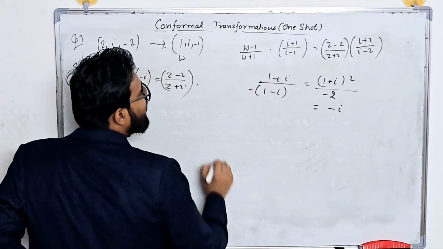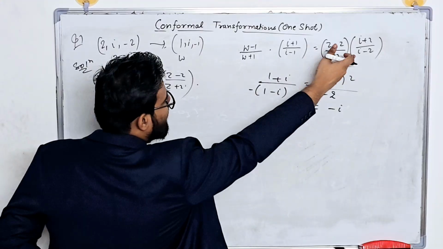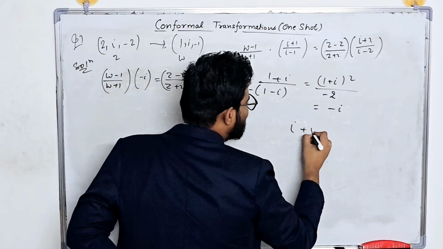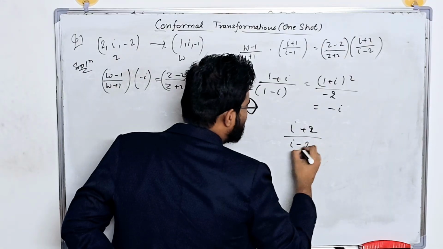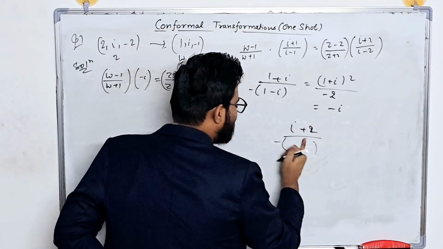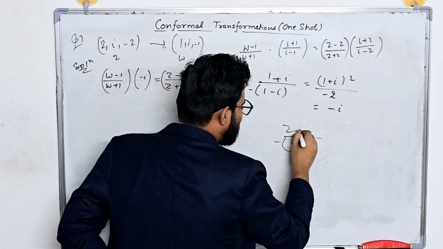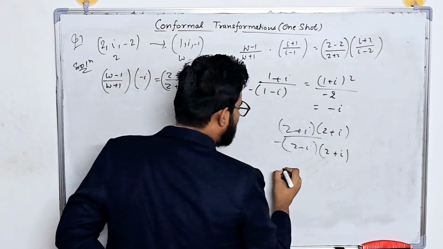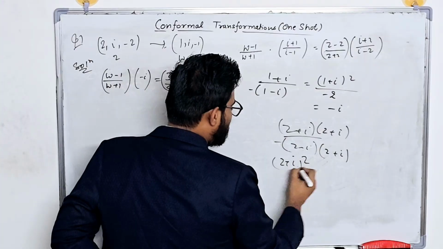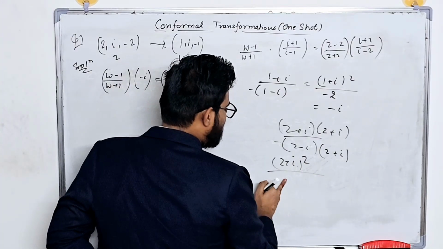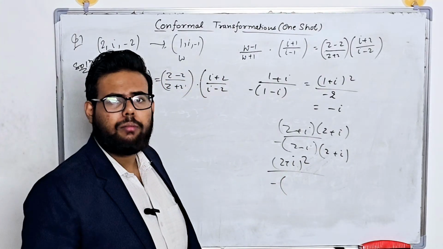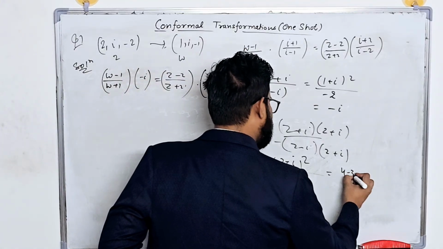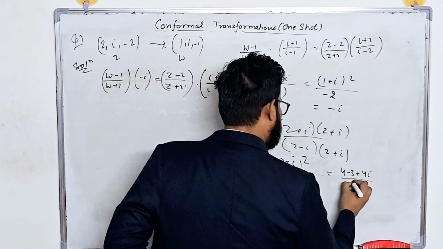Times the value, means times this expression (I plus 2) divided by (I minus 2), right? So (I plus 2) divided by (I minus 2). So again you can take the negative sign common, so you have (2 minus iota) over (2 plus iota), so you have 2 plus iota whole square divided by negative 2, that is, it will be 4 minus I square, that is 5, right? So it is equal to (4 minus 3 plus 4i) divided by negative 5.